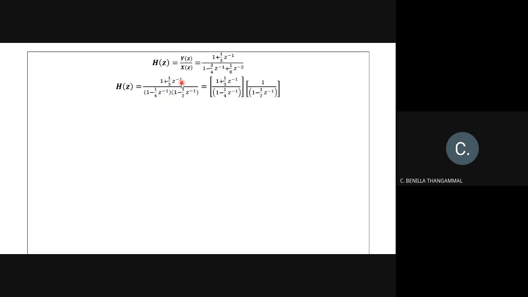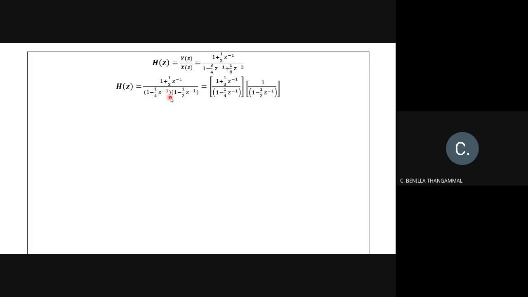So H1 is 1 plus 1 by 3 z inverse divided by 1 minus 1 by 4 z power minus 1, into H2, which is 1 divided by 1 minus 1 by 2 z inverse. Even if your numerator gets exchanged, there is nothing wrong. It is going to be a correct one, right? And I hope you know how to factorize it using your calculator too. Either you can factorize manually or using your calculator.